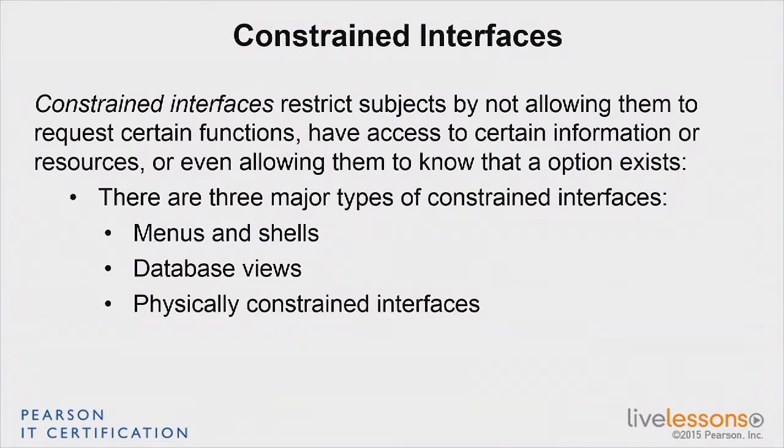And then we have physically constrained interfaces. Physically constrained interfaces are when you go to an interface and only certain things will show up. A great example would be an ATM. When you go to an ATM as a user, you put your card in and punch in your code, and then you're only given certain choices. There are quite a few more things you can do with the ATM, but you're physically constrained from seeing those. That's all that's being presented to you.